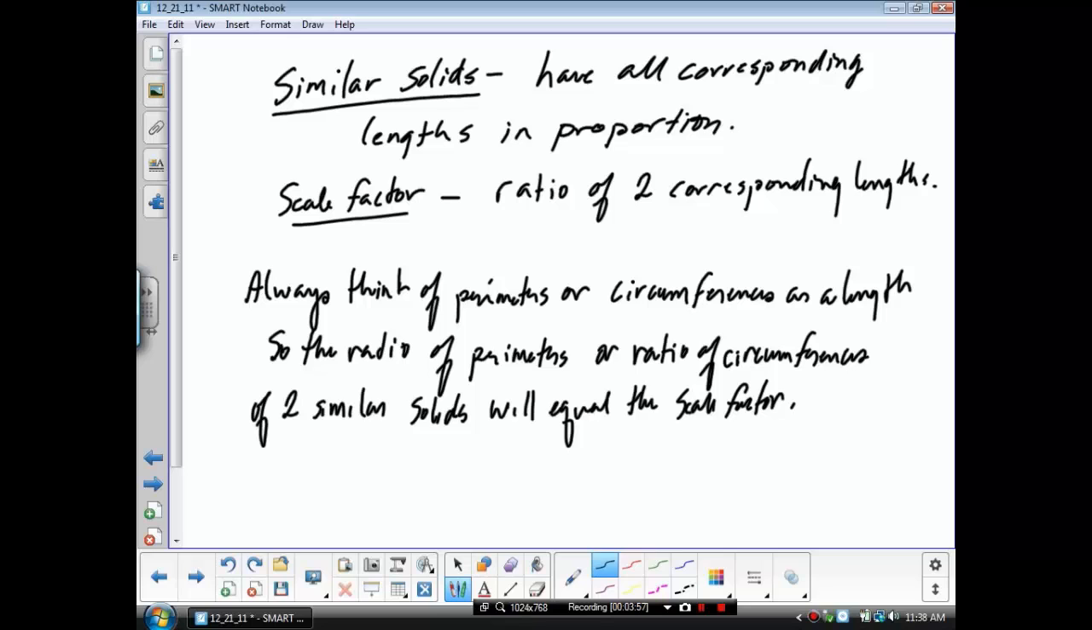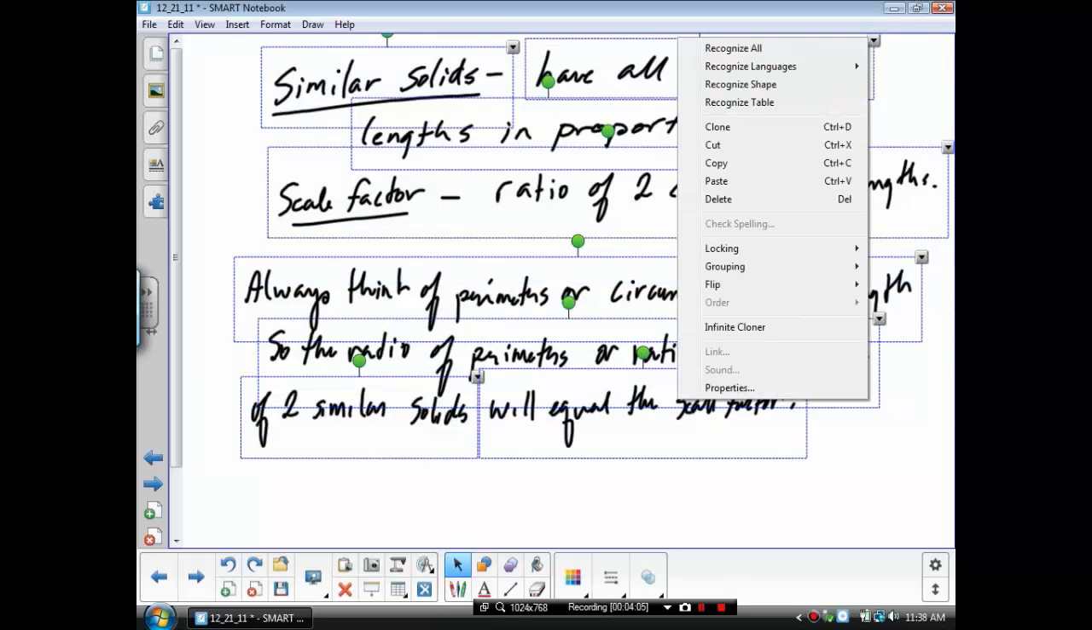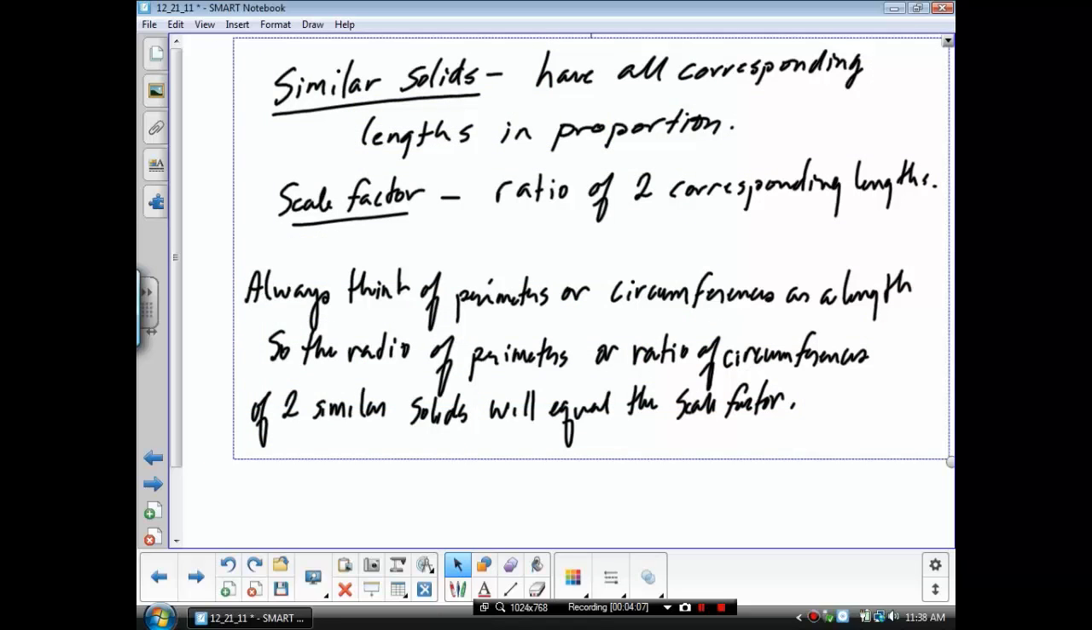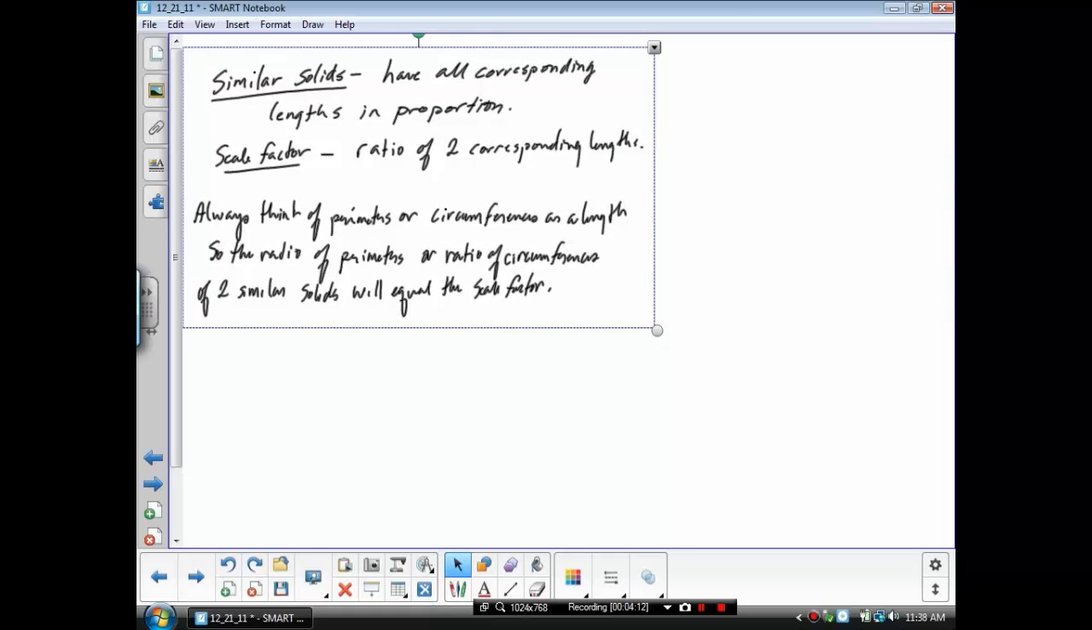That brings us then to ratio of areas and ratio of volumes, and that's where our theorem comes in. In general, we can summarize this theorem by saying if the region is measured in square units, then the ratio will be a ratio of areas, because area is measured in square units, and that will be the square of the scale factor.